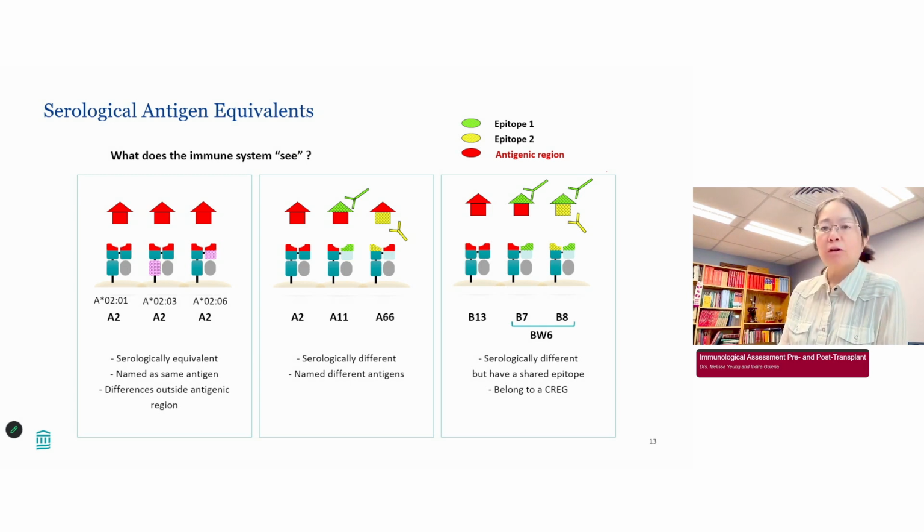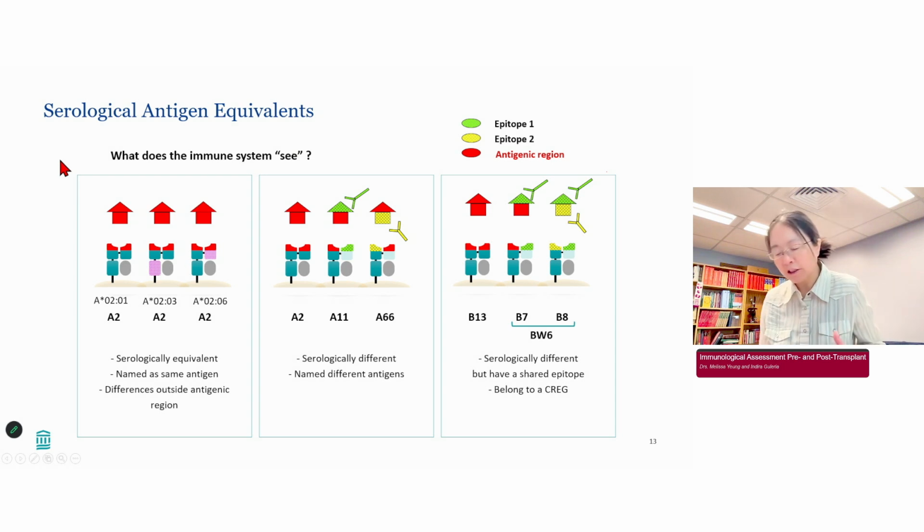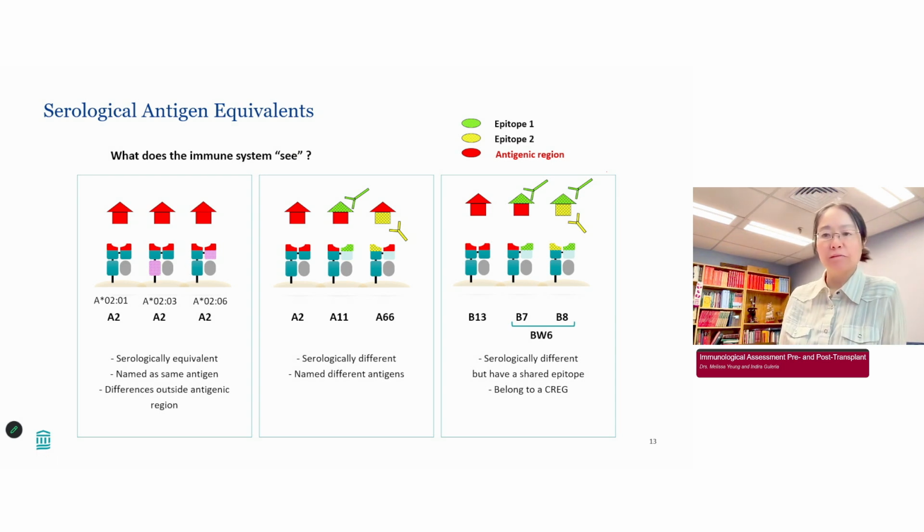Okay, so just to make sure that everybody understands this concept of serological antigen equivalence, I like to give people an analogy of it. So let's focus first here on that left-hand panel, and let's pretend you're the immune system, and you want to ask yourself, what does the immune system see? If you're driving through your neighborhood and you look at these three houses and they're all a red exterior, you can't tell them apart, okay? So they all look the same to you.